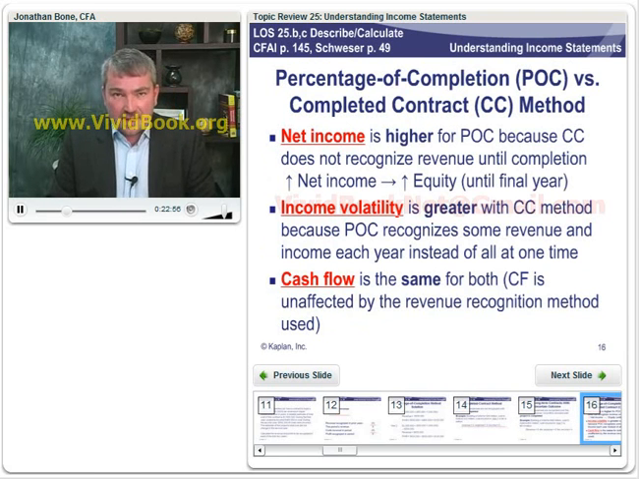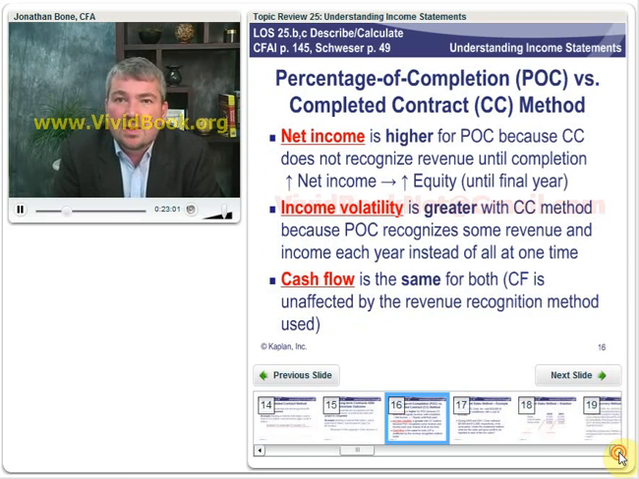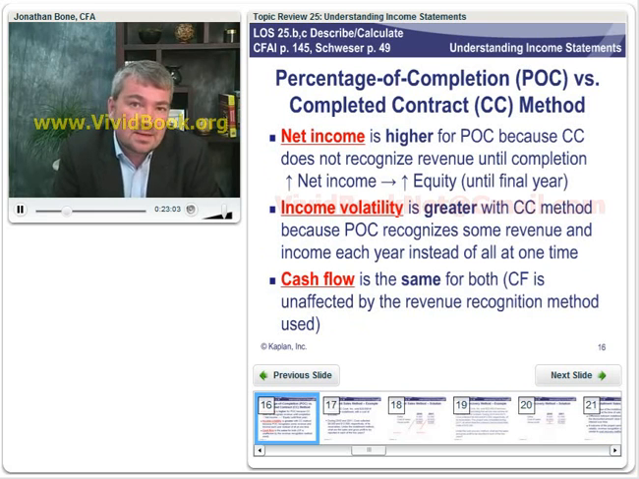Okay, let's have a think about how these methods, percentage of completion versus completed contract, essentially affect our income statement. Net income over the construction phase is going to be higher under percentage of completion because you're recognizing profits during the construction phase. That's the same in every year of the construction, but in the final year, completed contract would have a higher sales figure, a higher expense figure, and a higher profit figure because under completed contract, it's all recorded in the final year.